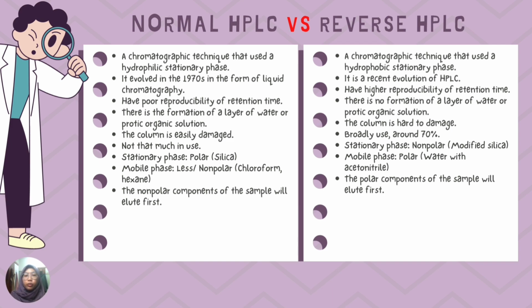The stationary phase that we use is non-polar, like modified silica with hydrophobic chain of components. The mobile phase is polar, which is water with acetonitrile. Because of the stationary phase, the polar components of the sample will elute first. So to increase the elution time, we can decrease the polarity of the mobile phase by adding water.